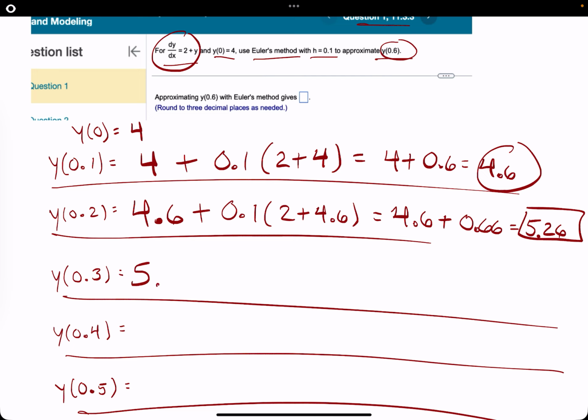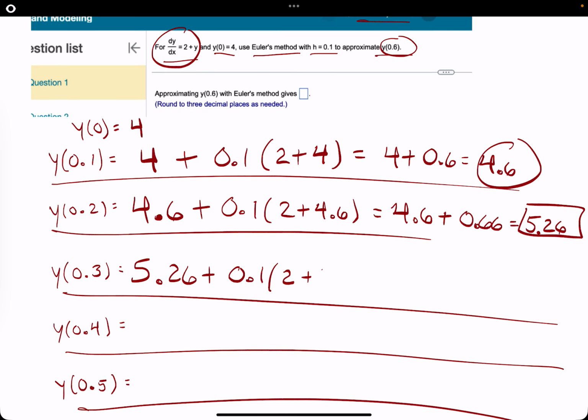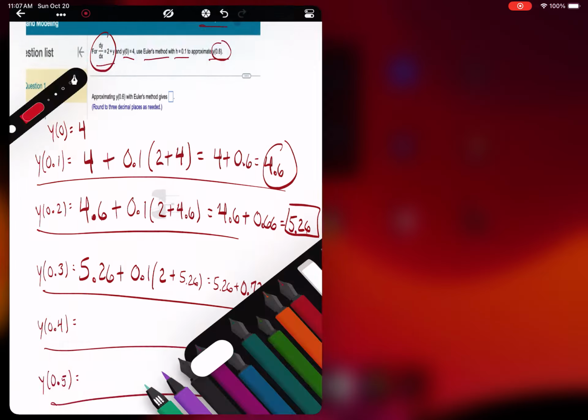5.26 is the next starting point. It's at this point I'll probably use a calculator. So we have, again, previous y value plus 0.1 times 2 plus the previous y value. So we get 5.26 plus 2, that'd be 7.26 times 0.1, so that'd be 0.726. Okay, here I will use a calculator.